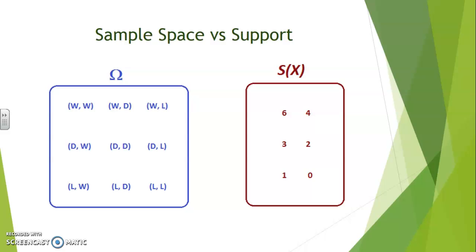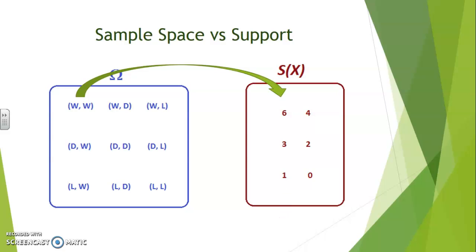Now, in contrast, we have the support, which consists in this case of 6 possible outcomes, 0, 1, 2, 3, 4, and 6. These are all numerical values that are found by correspondences between the results of the games and a numerical value we're attributing to each outcome of the game. The entries of S of x are denoted by x_i, so just Roman letters in this case.